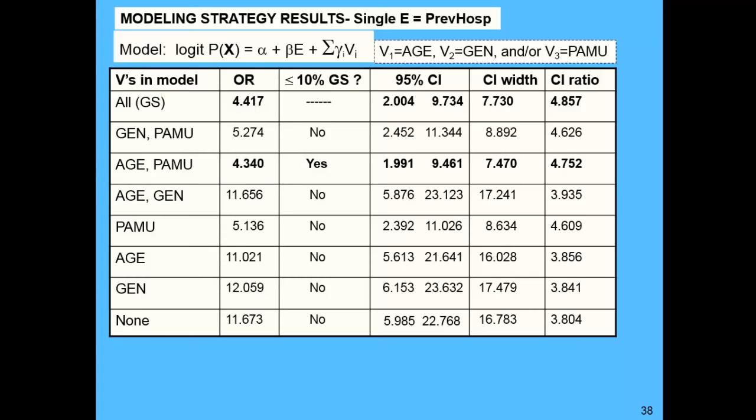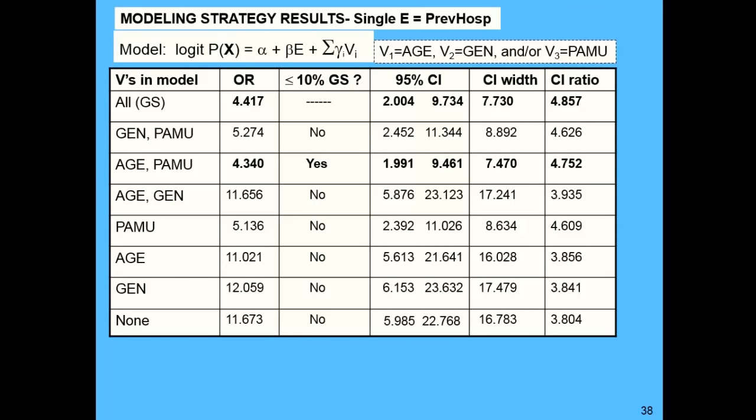And this was a summary table that described the all possible subsets approach, which I've been saying is probably the ideal approach that you might consider using to decide on the best model. In this particular case, if you remember, we started off with a model that allowed for interaction of exposure with each of these covariates, age, gender, PAMU, and when we evaluated interaction using either a chunk test or backward elimination, what did we find? We found there was no interaction.